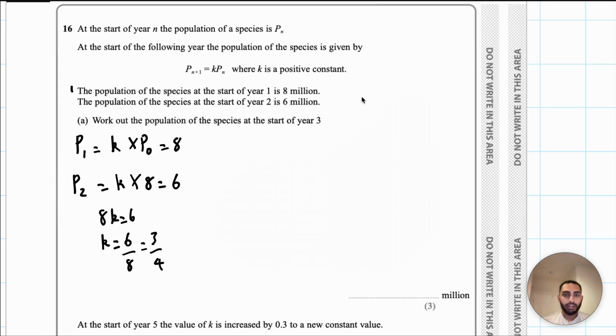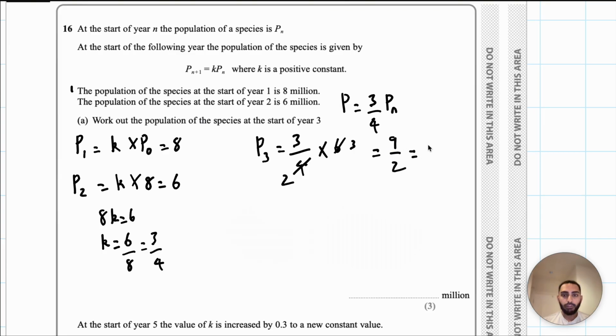So let's substitute that in here. So the population is equal to 3/4 of the previous year's population. We want to work out the population in year 3, so the population of year 3 is equal to, we know what k is, 3/4, multiplied this time by 6, because that was the population of the previous year. Cross cancel, so divide that by 2, divide that by 2, that becomes 2 and 3. So 3 times 3 is 9, and it'd be 9 over 2, or 4.5 million.